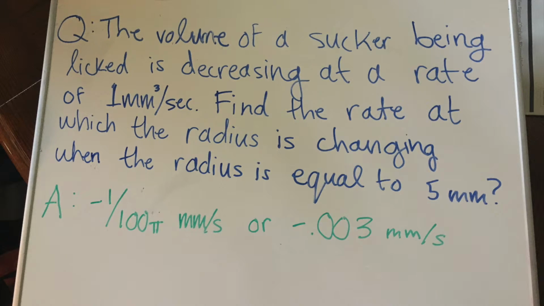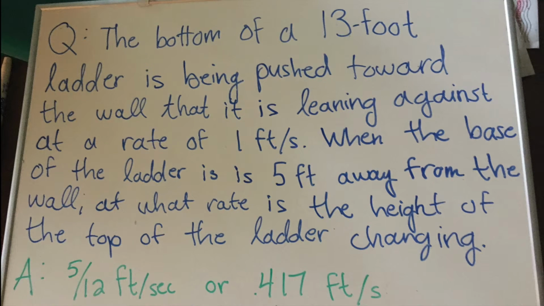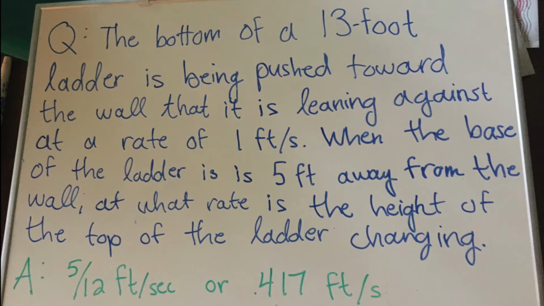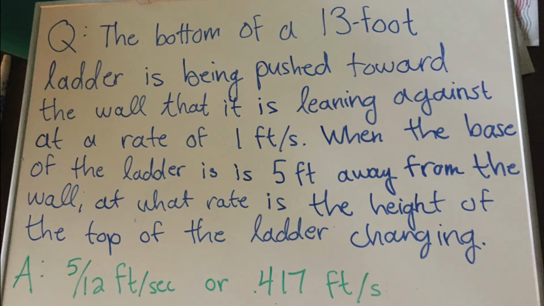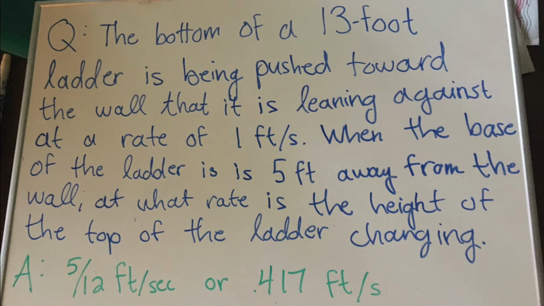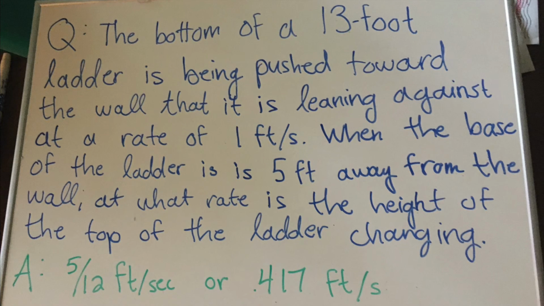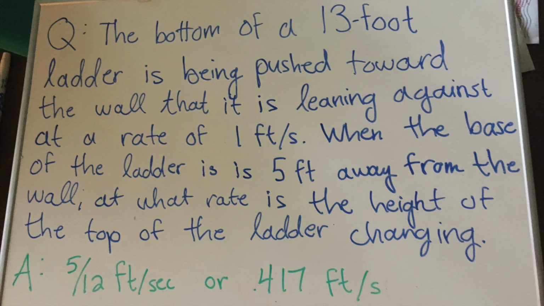And here's the second one. The bottom of a 13-foot ladder is being pushed towards the wall that it is leaning against at a rate of 1 foot per second. When the base of the ladder is 5 feet away from the wall, at what rate is the height of the top of the ladder changing?